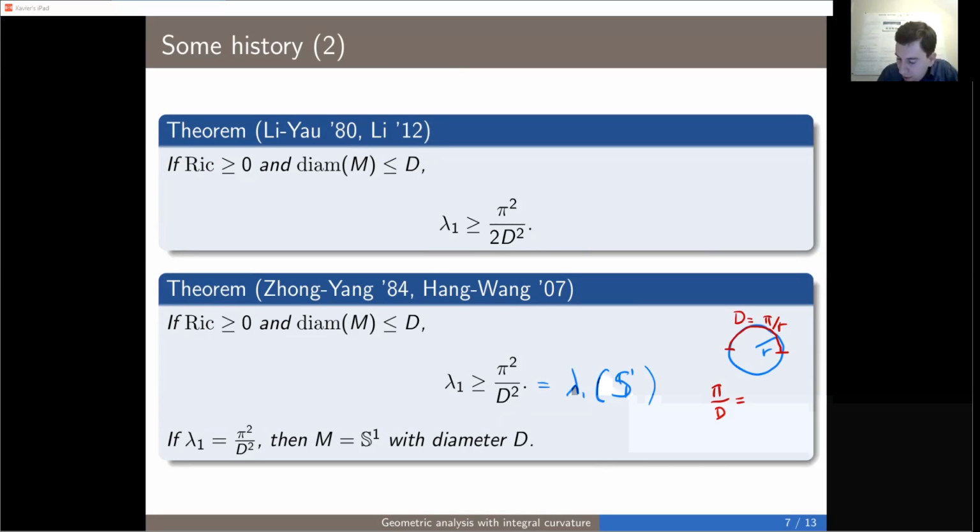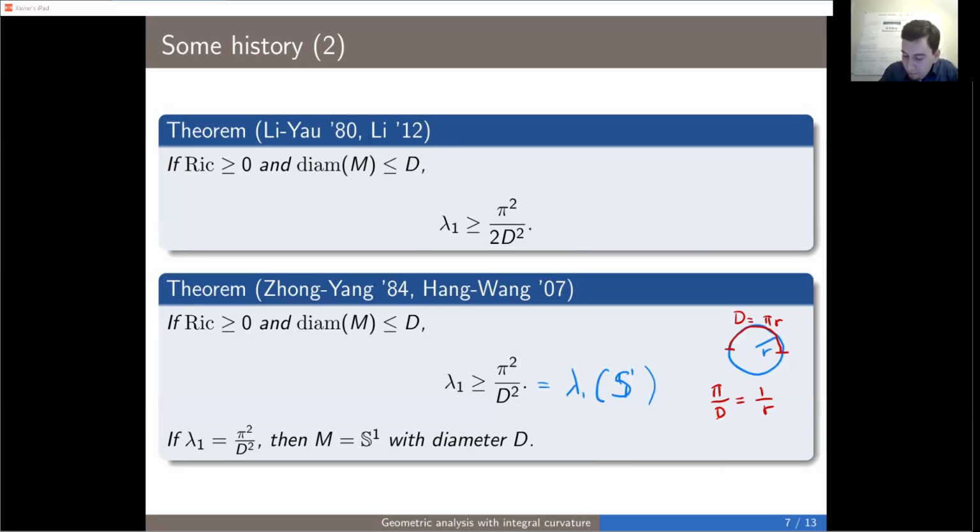sorry, I don't know what I wrote here. Oops. Let me erase this. So this is wrong. Sorry, 1 second. Where's my eraser? Here. Sorry. The diameter is pi times r, right? So pi over d is 1 over r. And that's exactly what you have here.